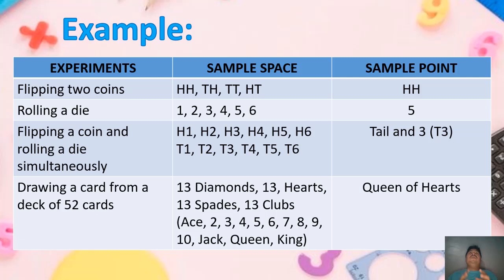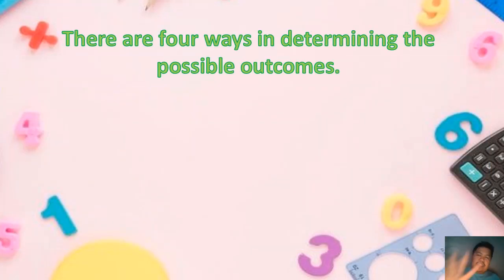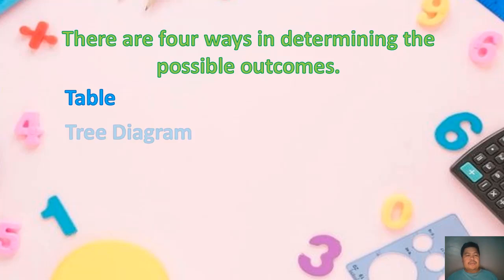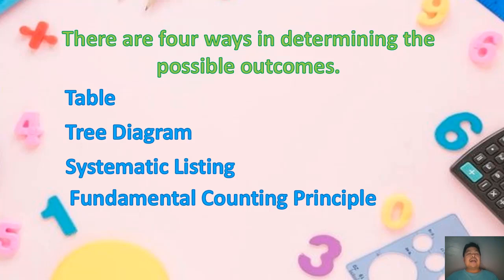So, later on, we will be focusing more examples. Okay? Kung paano natin siya makukuha naman ngayon. Now, let's proceed kung paano natin siya makukuha. Sir, paano makukuha? So, there are 4 ways in determining the possible outcomes. Gaya nga nung nasabi sa ating learning competency, we can use table, tree diagram, systematic listing, and lastly, the fundamental counting principles. Okay, now let's proceed or let's try to find the possible outcomes in different ways. So, let's start with table.